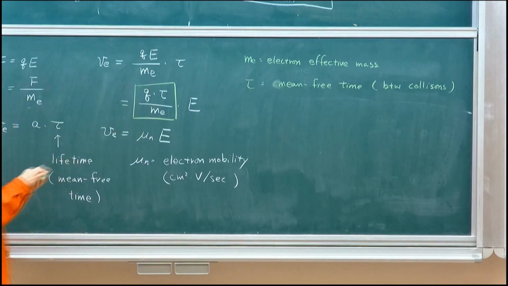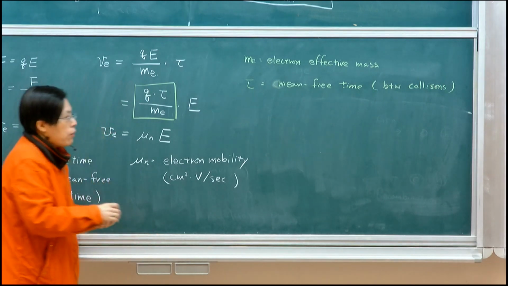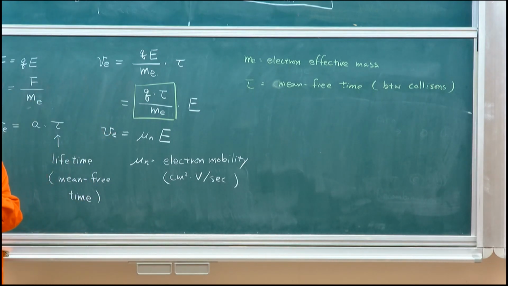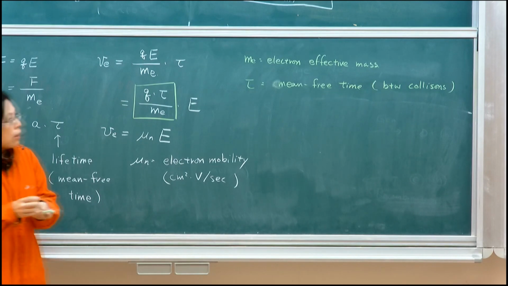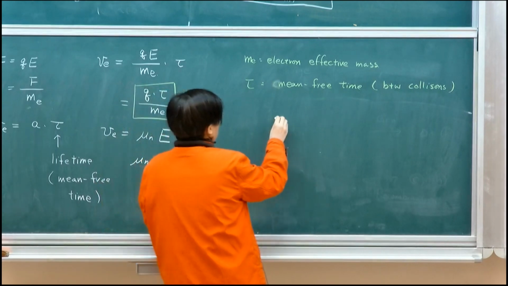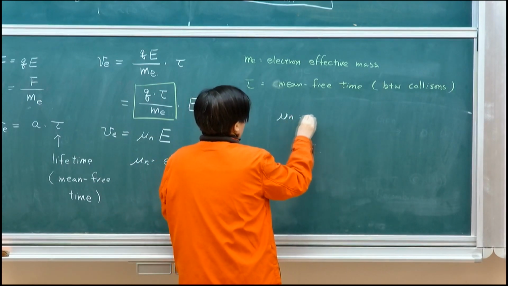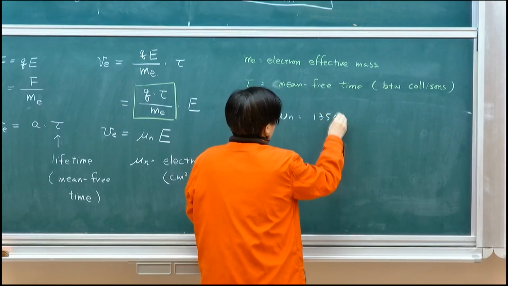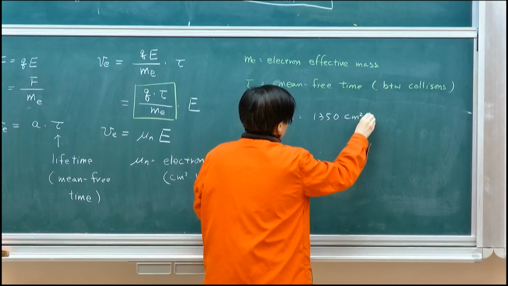I just want to mention a little bit on mobility's dependency. If you go to a solid-state device textbook, they will give you mobility. So you will find carrier mobility. There's mostly mu n is 1,3. This is the typical number we use.